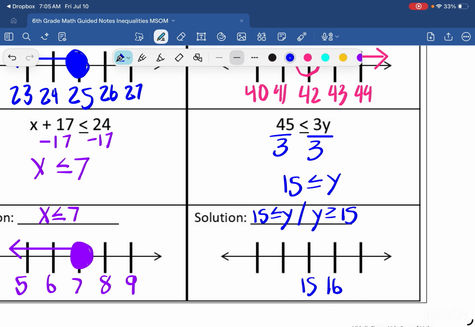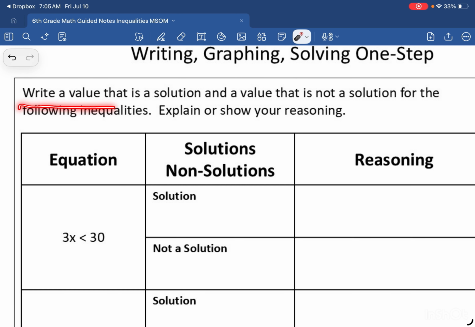Create my number line. My circle will be closed because it can equal 15. And it says 15 is less than y, so I'm going to draw an arrow to all the numbers that 15 is less than, which will be to the right.